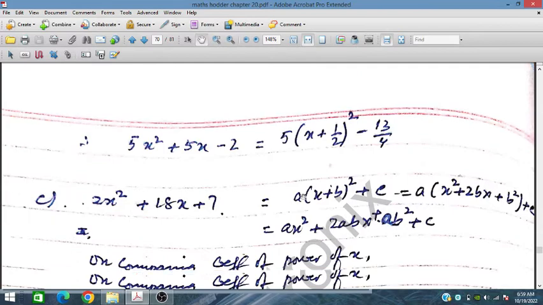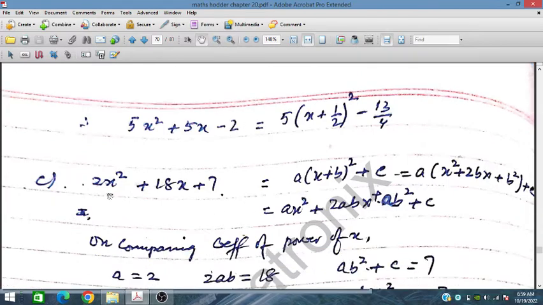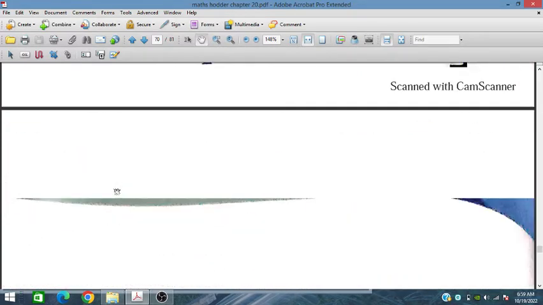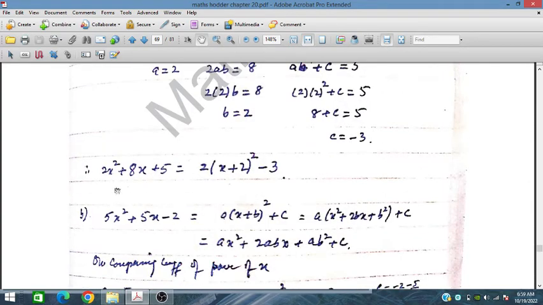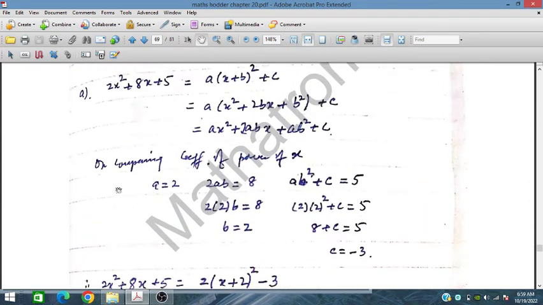Now we are going to solve this equation. This one is 2x square plus 8x plus 5. We are completing square. This is another way of completing, and it is very simple.